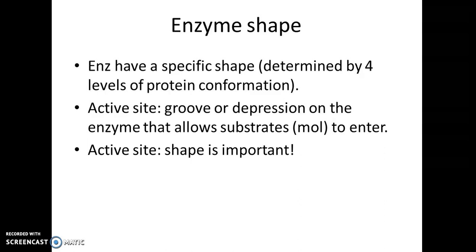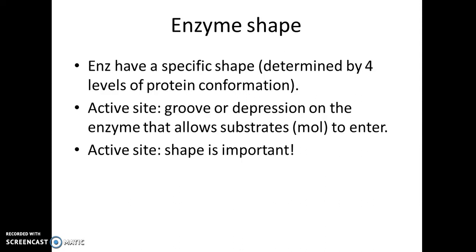So enzymes have a specific shape, and we know that those specific shapes are determined by the 4 levels of protein conformation: primary, secondary, tertiary, and quaternary. We got that. The enzymes have what is known as an active site, which is a groove or depression on the enzyme, which allows substrates to enter. Now, substrates are molecules that start a reaction, and products are molecules that end a reaction. So substrates will enter and bind to the active site.